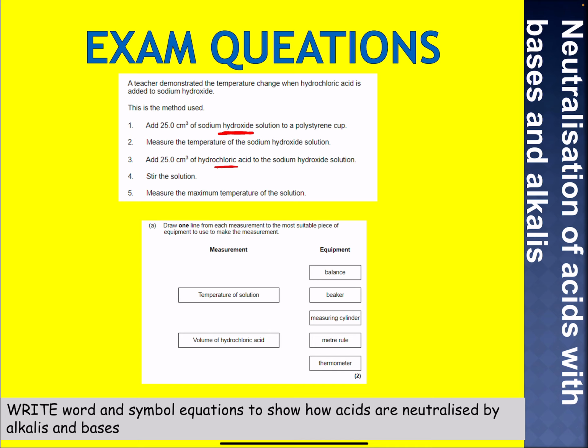Draw a line from each measurement to the most suitable piece of equipment to use to make the measurement. So the temperature, what equipment would be used, the volume of acid, what equipment would be used. So pause the video here. It's worth 2 marks. Okay, let's have a look. So thermometer, a measuring cylinder, 2 marks. Move on.